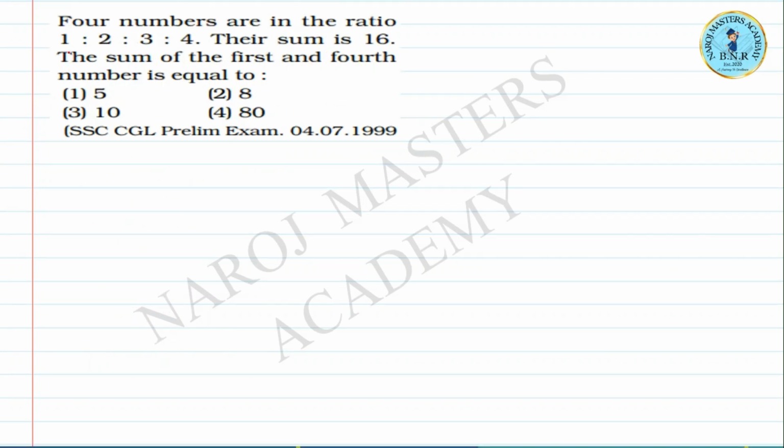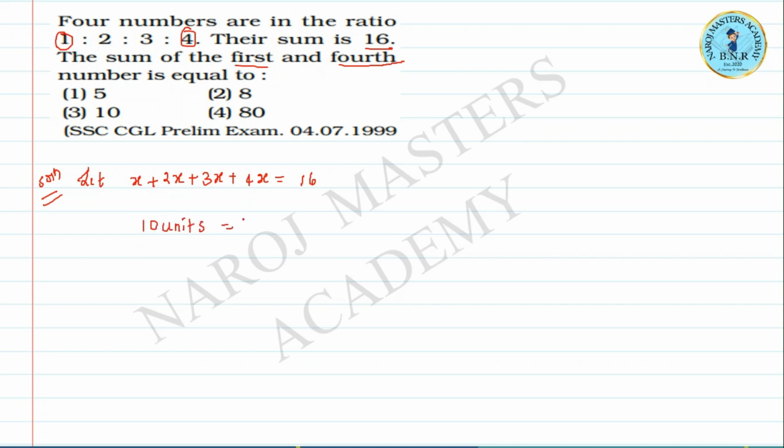The second question. Four numbers are in the ratio 1 is to 2 is to 3 is to 4. The sum is 16. The sum of the first and fourth number is equal to what? Let us see here. Just consider it as x plus 2x plus 3x plus 4x. What is the sum of all these numbers? 16. So totally how many units have they given here? 10 units. Totally 10 units.